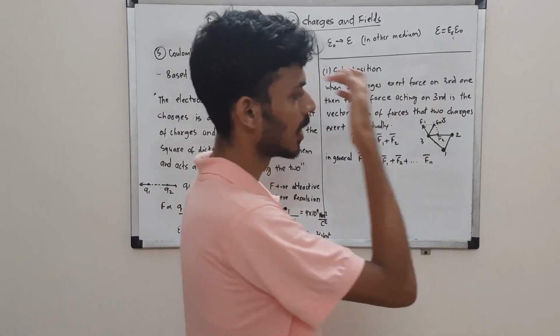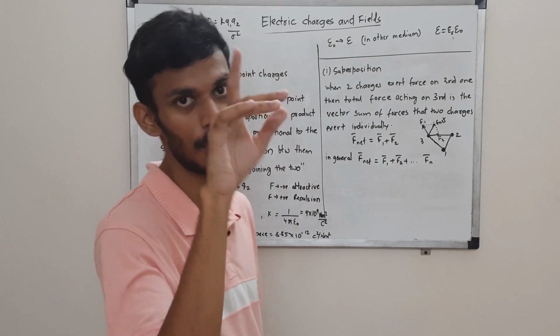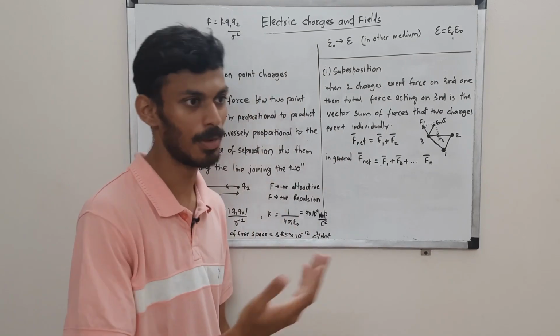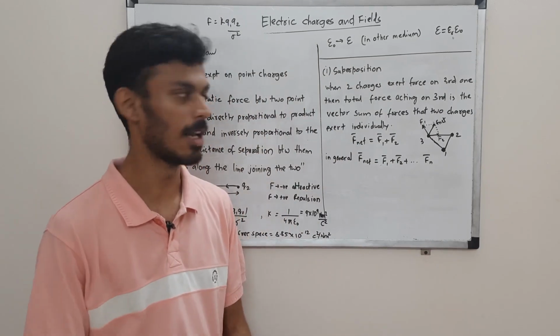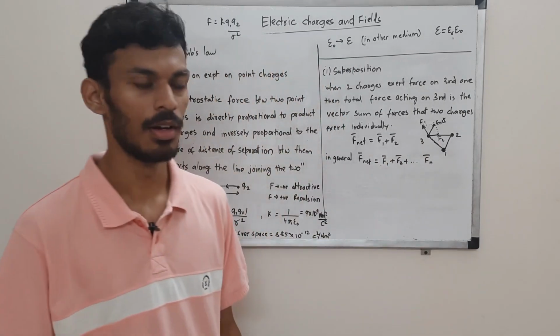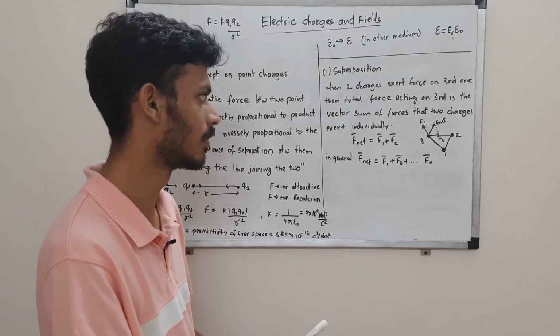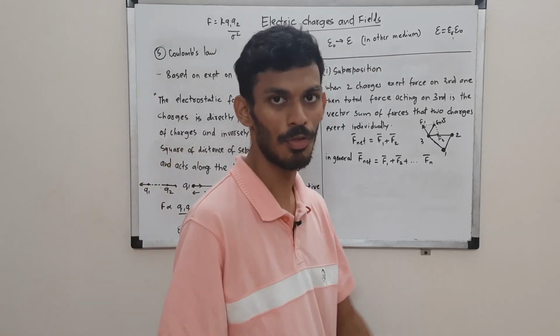I hope you know how to add the vectors. You can use the parallelogram law over here, or you can use the magnitude of the vector, under root F1 squared plus F2 squared plus 2 F1 F2 cos theta, right? So that is the way you add two vectors, and in this case the two vectors are the forces.